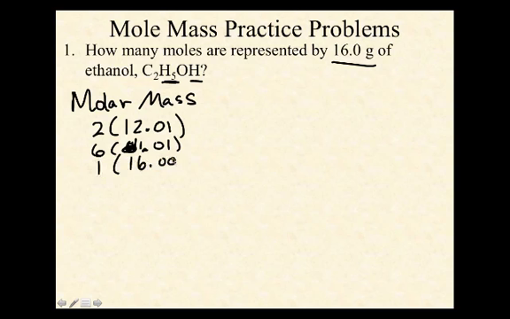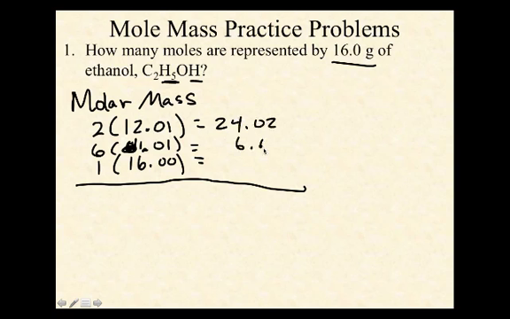So let's add these up. So I get 24.02, 6.06, and then 16. So add them up. 6, carry the 1, 46.08 grams per mole. So that's the molar mass, but I have not yet answered the question. This is only a technique to get to the answer.